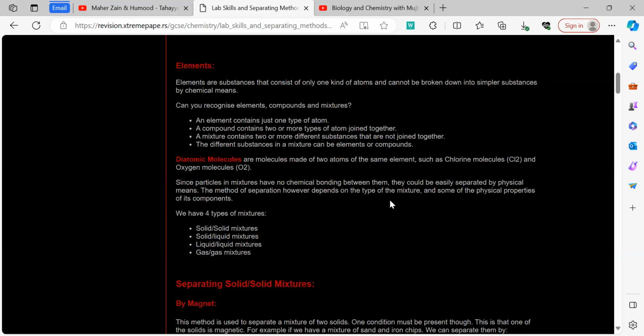Now, an element can exist either in a single atomic state or in a diatomic state. As we studied earlier, there are specific group trends, such as in group 7, where all the elements exist diatomically. They are known as halogens, such as iodine, chlorine, fluorine, and bromine.